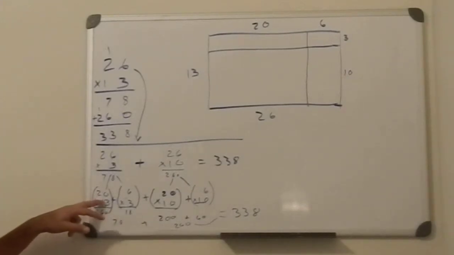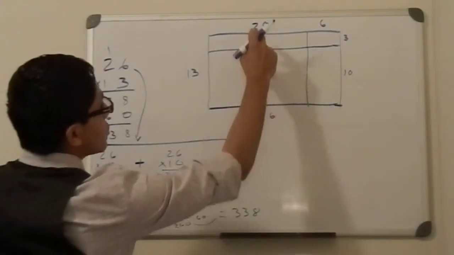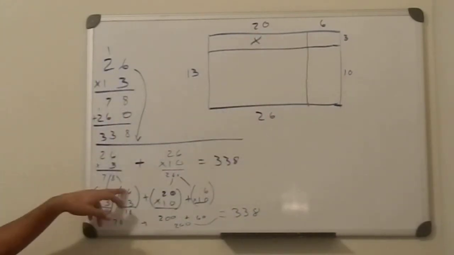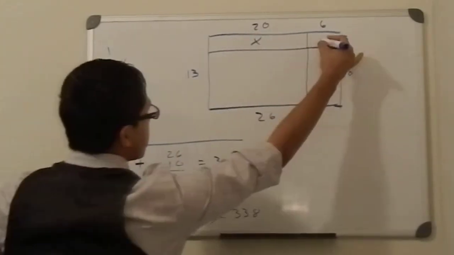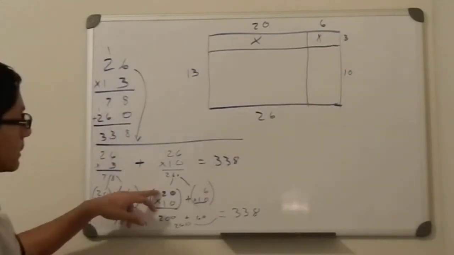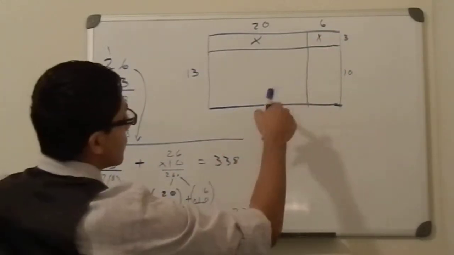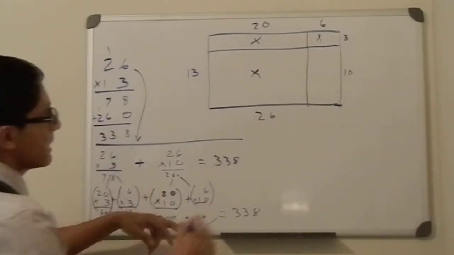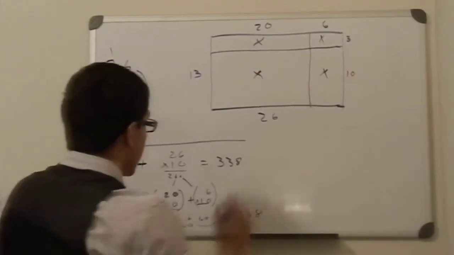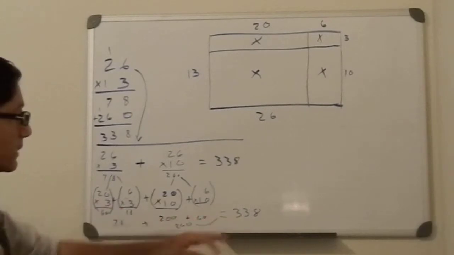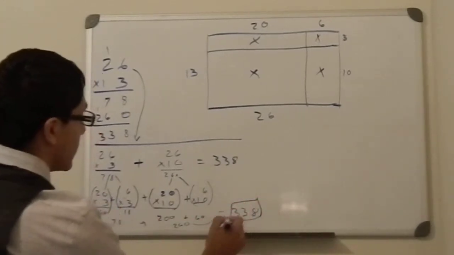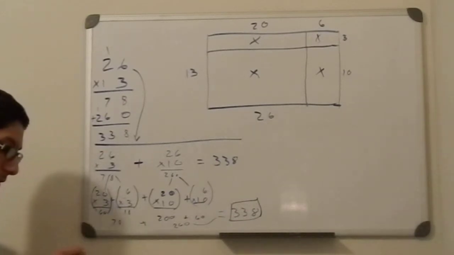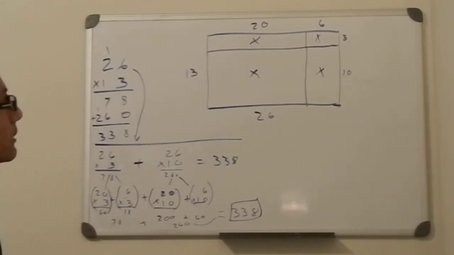So then we multiply 20 times 3. 20 times 3 will give us this block. 6 times 3 will give us this block. 20 times 10 will give us this block. 6 times 10 will give us this block. And if we add them all up, we will get 338. This algorithm is very efficient and always works.